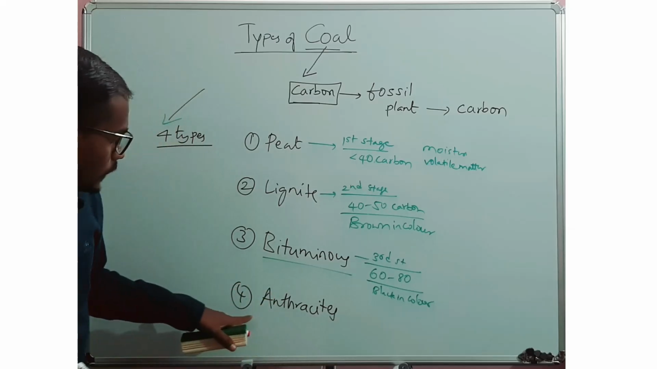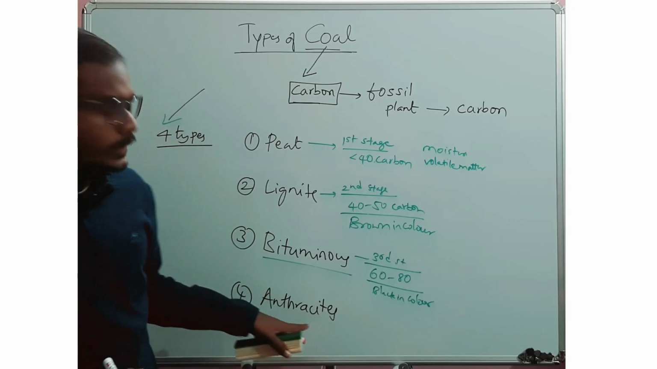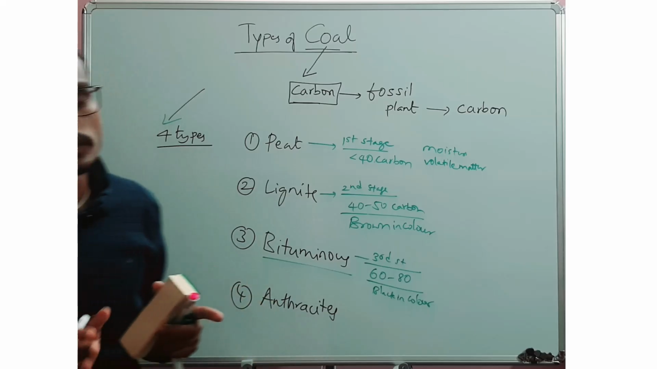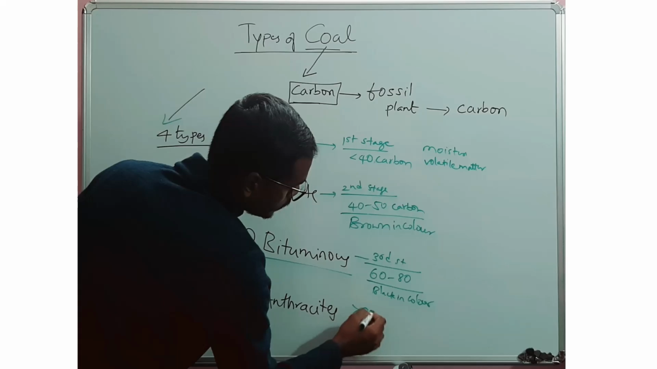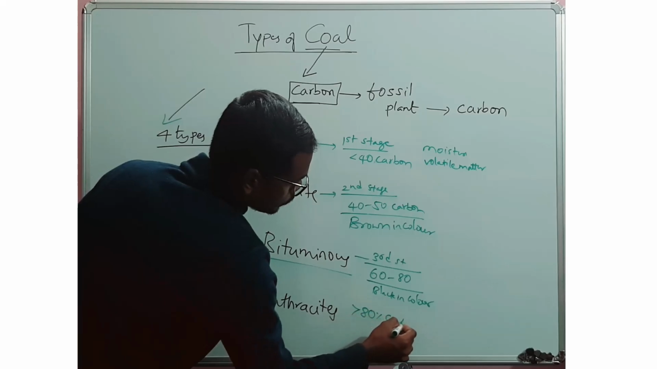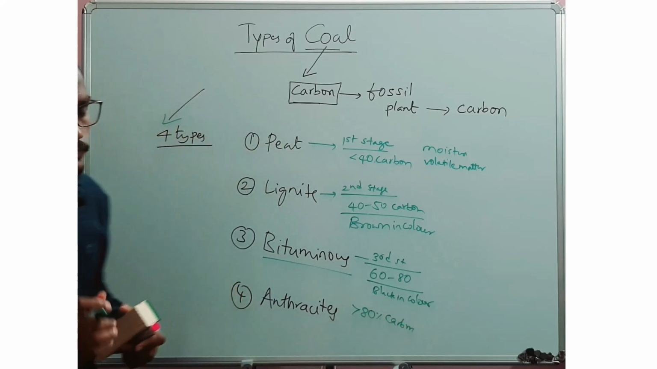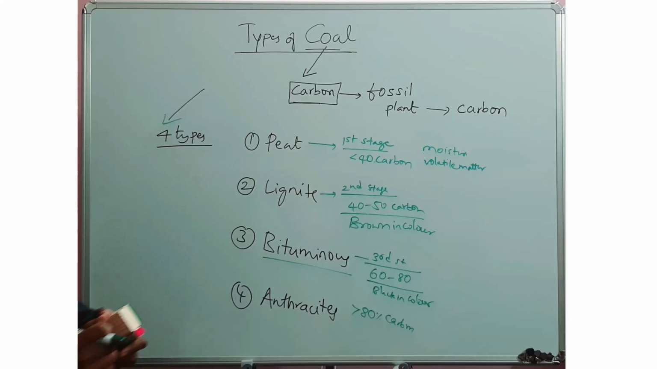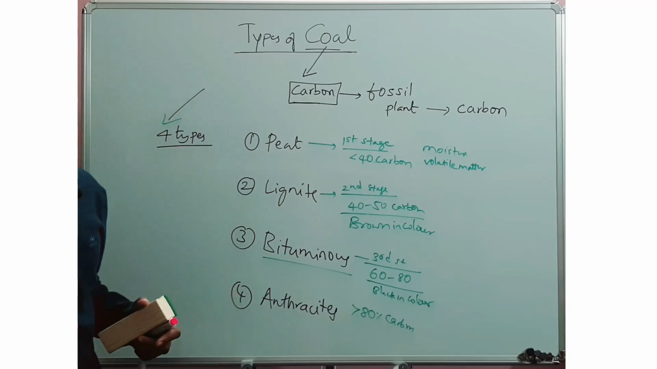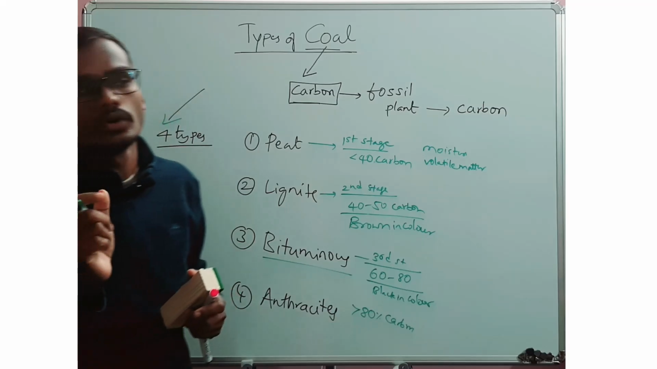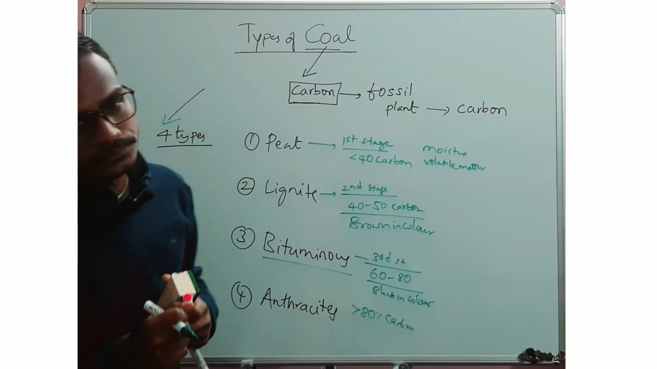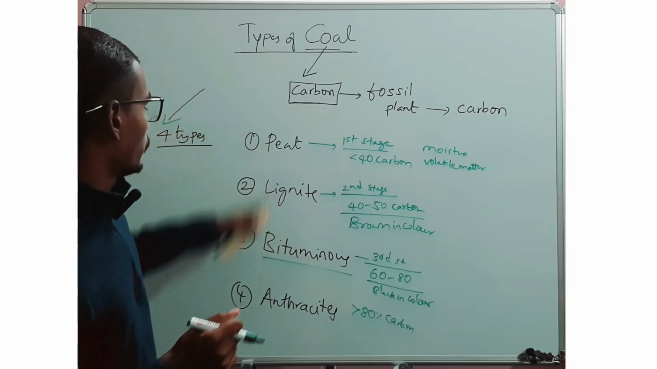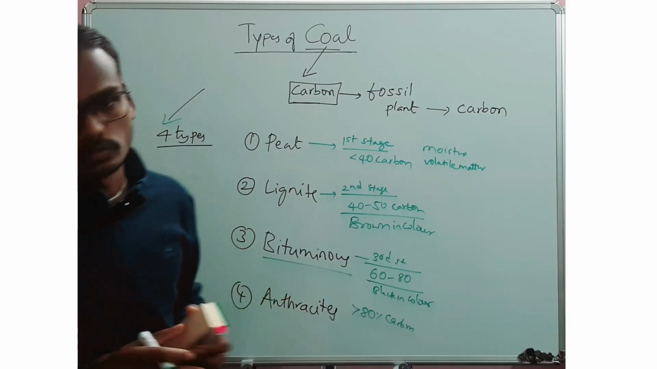And the last one is anthracite. This is the best quality of coal. Why? Because it has more than 80% carbon content, and it is very hard, and it burns very slowly. This is all about the four types of coal.